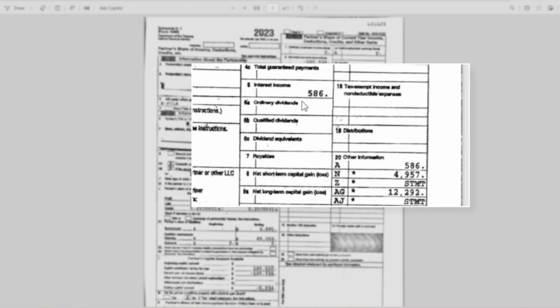Now, if we drop down here to box 5, interest income, $586.